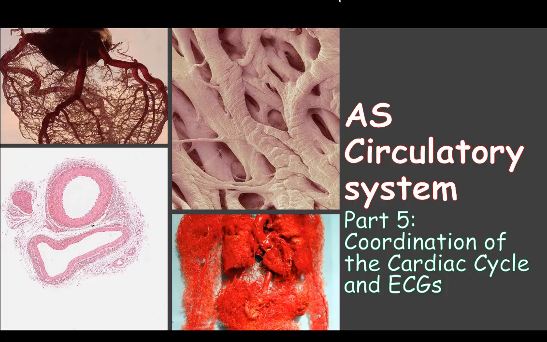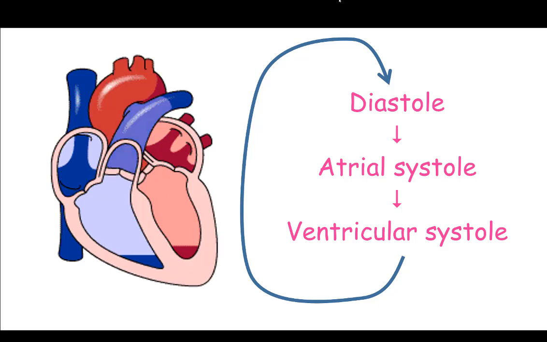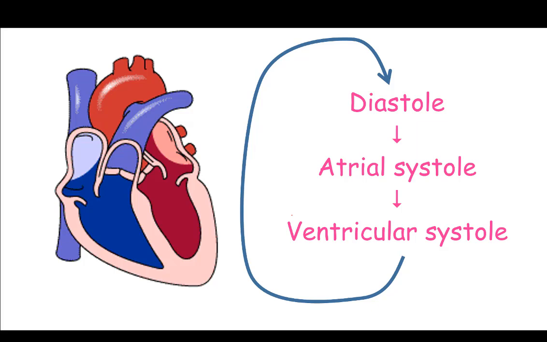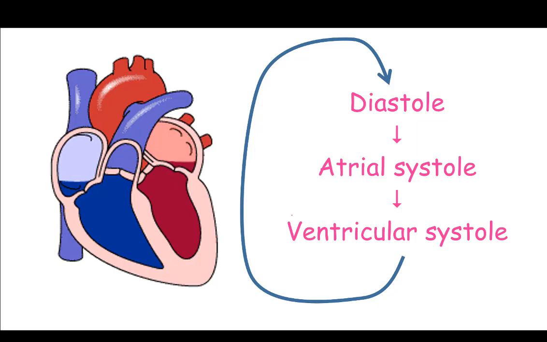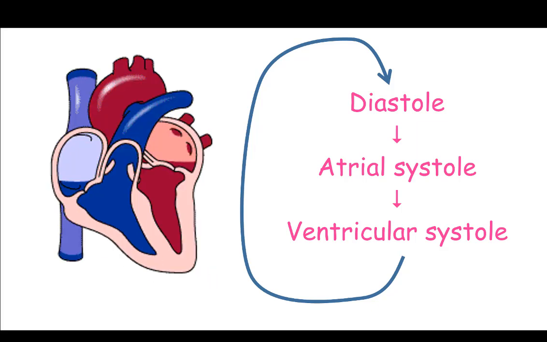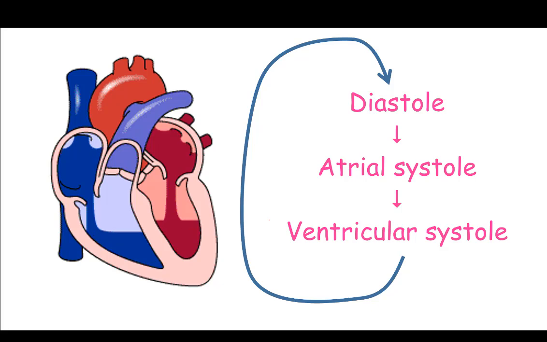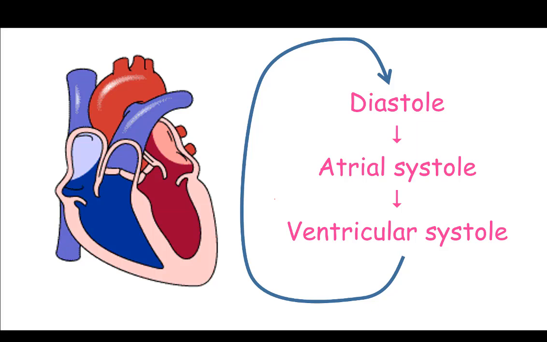Hello again. So the next little part then is coordination of the cardiac cycle and electrocardiograms. In the last part of this booklet, what we looked at was one cardiac cycle, which involves the three stages: diastole, atrial systole, and ventricular systole. So in one heartbeat, we have got a little bit where all the chambers of the heart are relaxed, then the atria contract, and then the ventricles contract. So the point of this part is finding out how that actually happens and why it's so important.